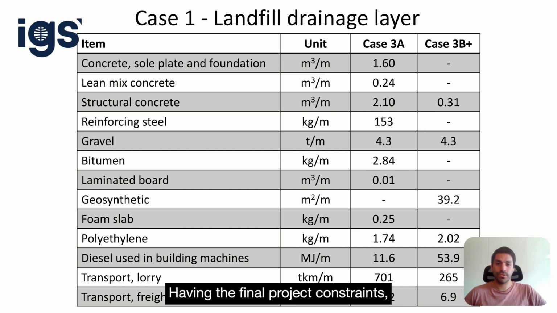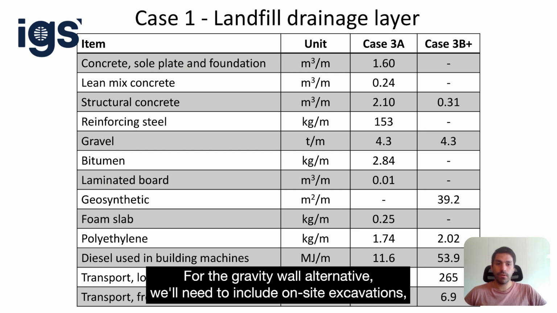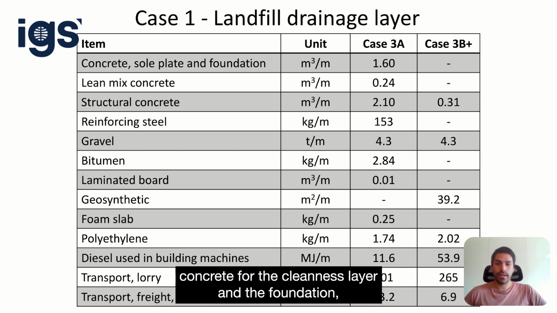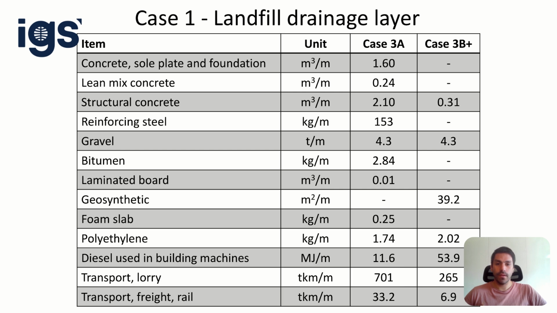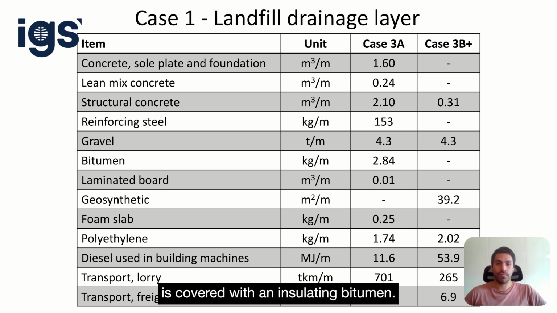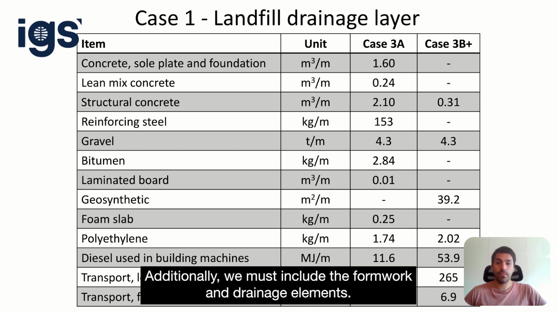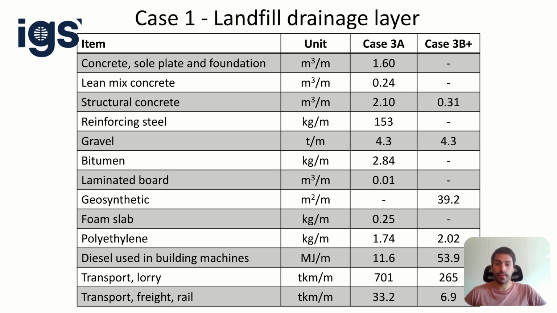Having defined our project constraints, we continue with the lifecycle inventory. For the gravity wall alternative, we'll need to include on-site excavations, concrete for the cleanness layer and the foundation, as well as the concrete and reinforcing steel for the wall itself. The inside face of the concrete structure is covered with an insulating bitumen. Additionally, we must include the formwork and drainage elements.